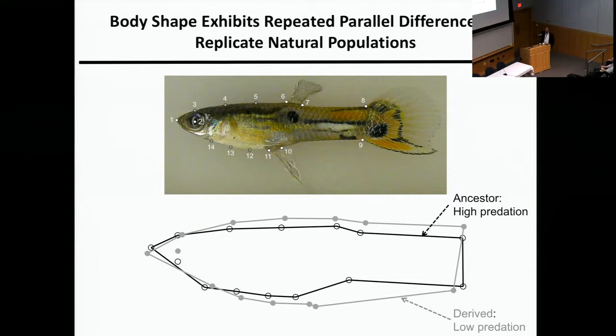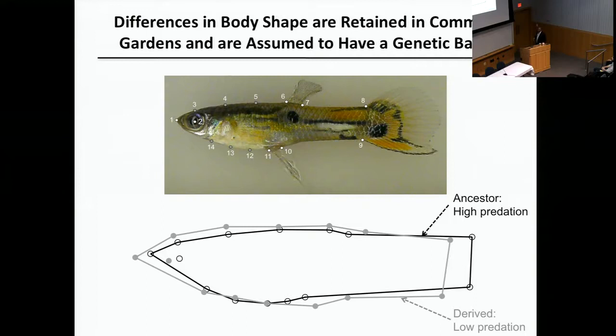If you bring the fish into a common garden and do a common garden breeding experiment, you find that most of these changes are retained, suggesting that there's a genetic basis to these differences. So we wanted to know how body shape changes and how the correlation among traits changes during the very initial periods after the guppies were introduced into these new environments. So we focused on just the first year. And the first thing we noticed was the guppies got big really fast.